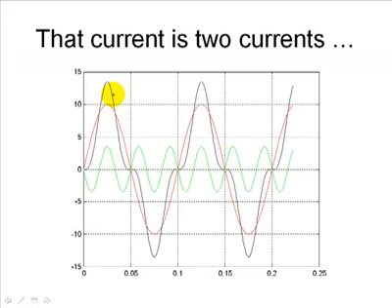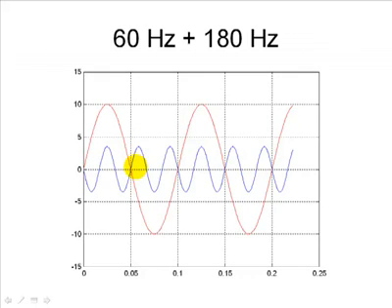We say the magnetization current actually is the sum of two sinusoidal currents, one that is a 60 Hertz current, the red one, the fundamental frequency one, and another one, the green one, that is oscillating 3 times as fast as the fundamental one. We call this a triple frequency current of magnetization. That is one. And these are the two components of that magnetization current.